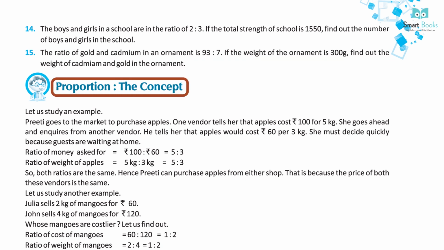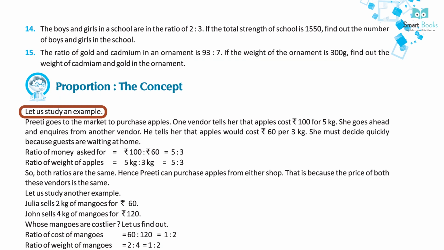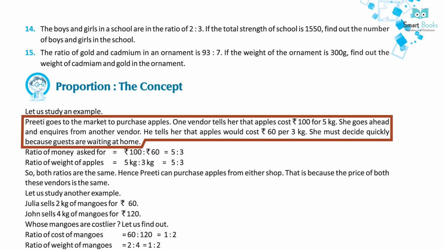Proportion, the concept. Let us study an example. Preeti goes to the market to purchase apples. One vendor tells her that apples cost rupees 100 for 5 kgs. She goes ahead and inquires from another vendor. He tells her that apples would cost rupees 60 per 3 kg. She must decide quickly because guests are waiting at home.